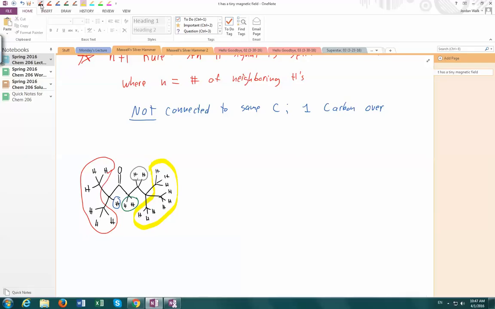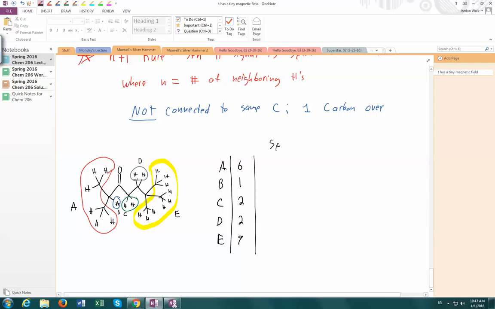All right, so how many signals do we expect? Yeah, we expect 5 signals, and so what we'll say is we have A, B, C, D, and E. 1, 2, 3, 4, 5. All right, so in terms of the integration or the area of our peaks, we would expect a ratio of 6 to 1 to 2 to 2 to 9, right? And that just corresponds to the number of protons that are in each of these sets.